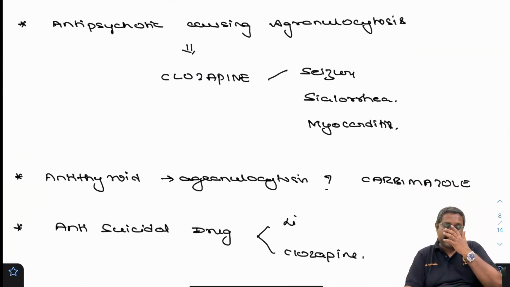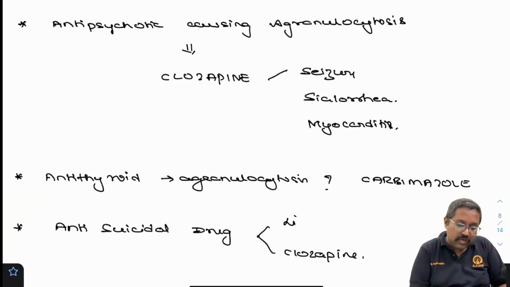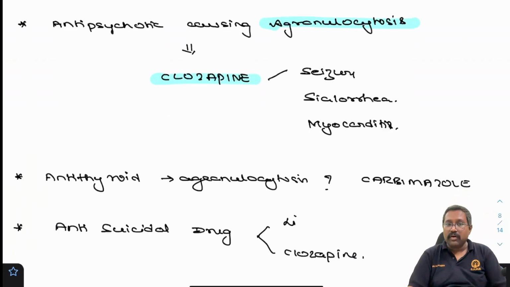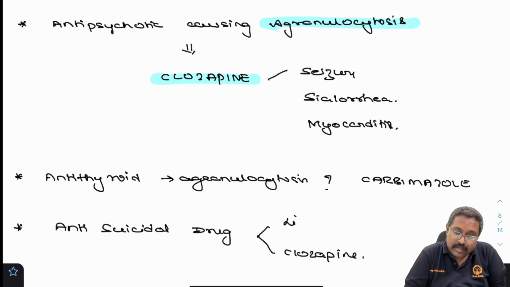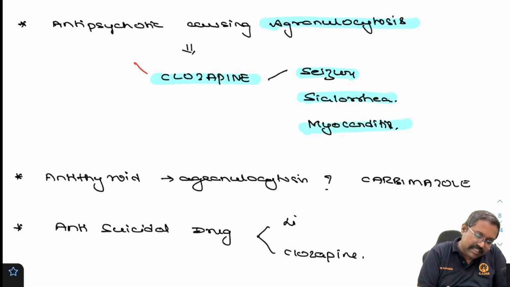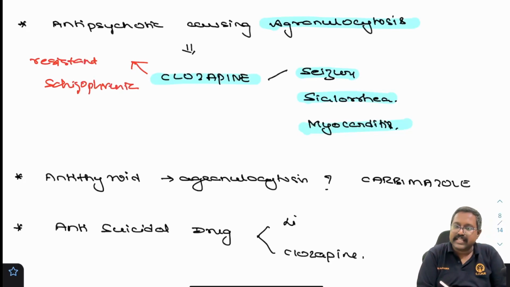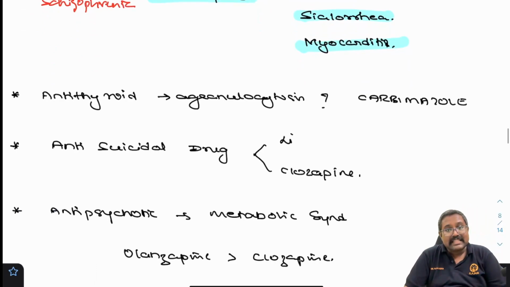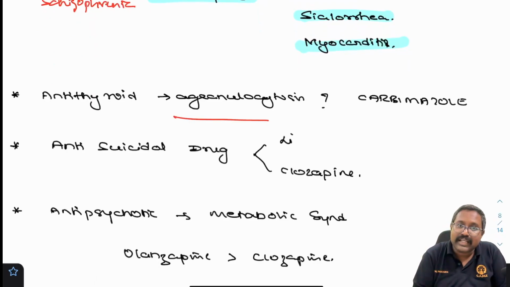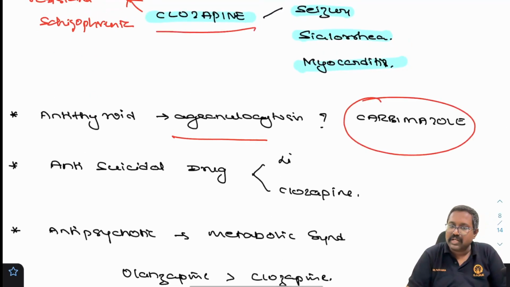So which is the antipsychotic which is responsible for agranulocytosis? Very, very important. Agranulocytosis, we have clozapine, which is an atypical antipsychotic agent. Along with agranulocytosis, it can cause seizures, sialorrhea, increased salivary secretion, and myocarditis. And also remember that this is the drug preferred in resistant schizophrenia. So which is the other antithyroid drug responsible for agranulocytosis? Again, it starts with C only. Here you have clozapine, and you have carbimazole.